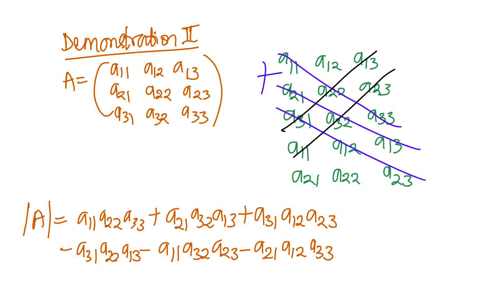And that's for the negatives. That's A31, A22, A13. That's what you have here. A11, A32, A23. That's what you have here. A21, A12, A33. That's what you have here. So sum up and subtract, and you get your result. And that is the Sarrus rule.